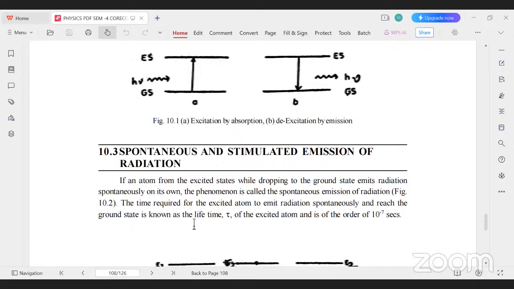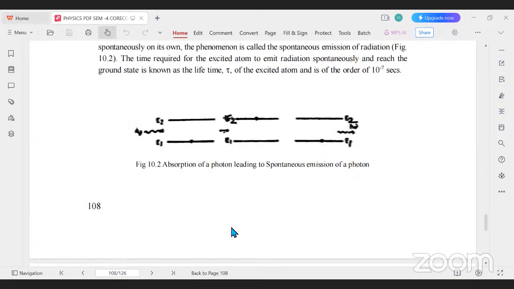The time required for the excited atom to emit radiation spontaneously and reach the ground state is known as the lifetime, tau, of the excited atom and is of the order of 10 to the power minus 7 seconds. So here, absorption of a photon. If we are talking about light, we need to talk about the photon, leading to spontaneous emission of a photon.